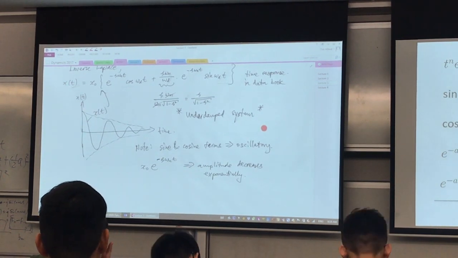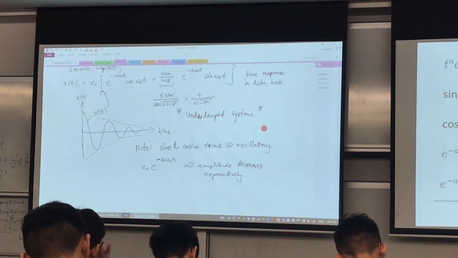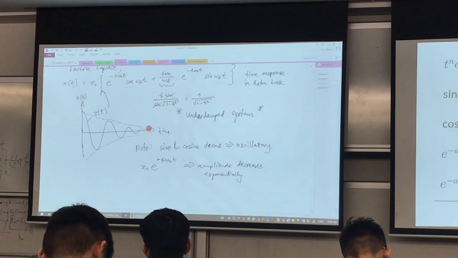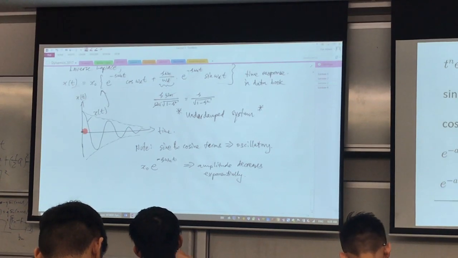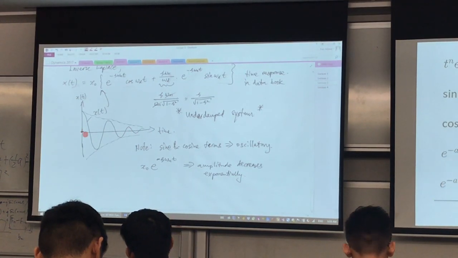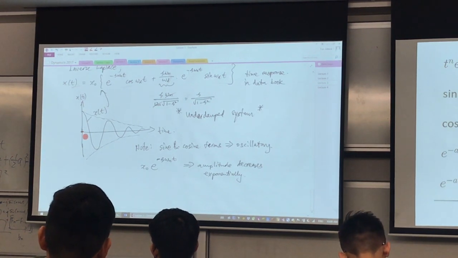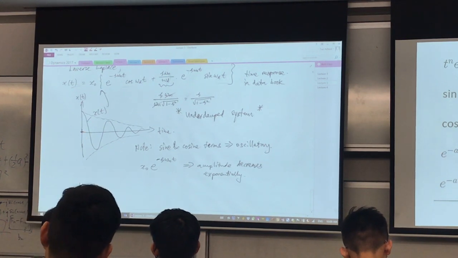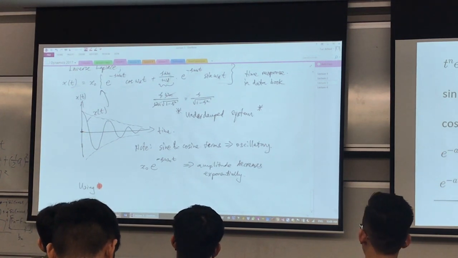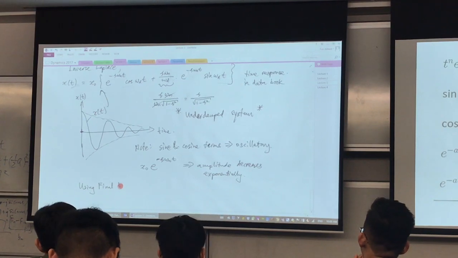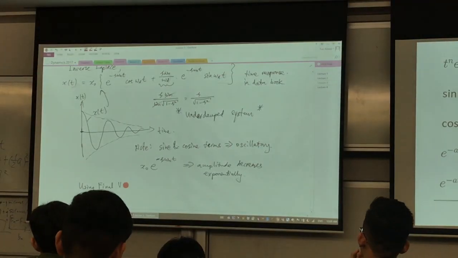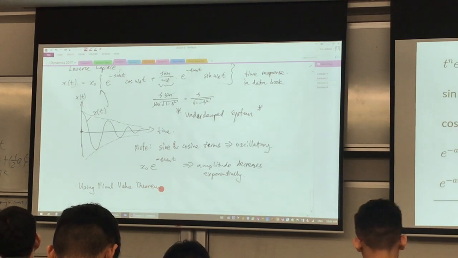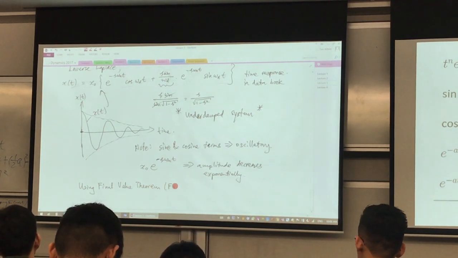So there's something that I want to do to give you a little bit more insight. This oscillation is oscillating with respect to this value, right? So it will decay to this value. So I want to find out what is this final value. That final value can be found by using the mathematical technique, that is final value theorem, or FVT.